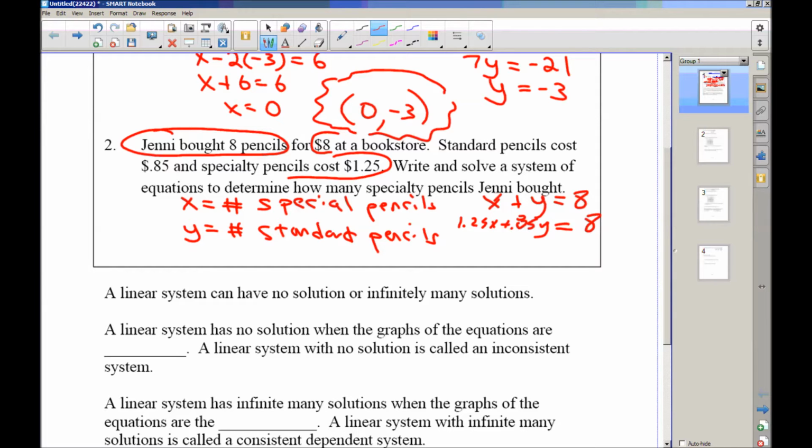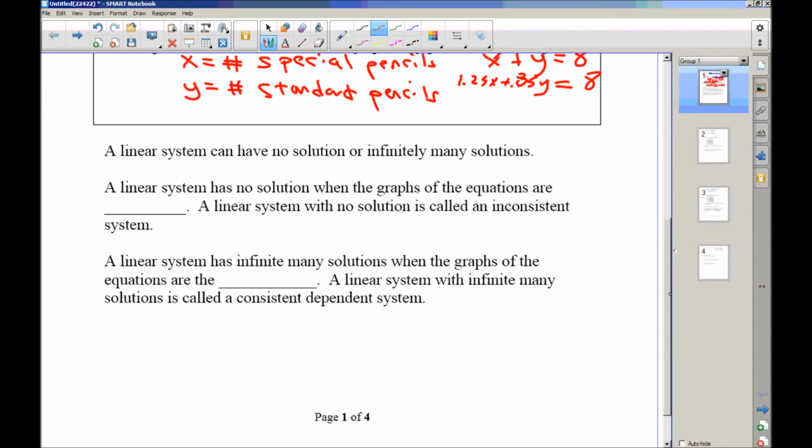All right, so down below, a linear system can have no solutions or infinitely many solutions, just like linear equations could when we solved them. So a linear system has no solution when the graphs of the equations are parallel to each other. Remember, we're trying to find a place where these graphs cross. So if they're parallel, they're never going to cross. So a linear system with no solution is also called an inconsistent system. And that's because it's inconsistent. It doesn't have an answer. Okay, we can't find any place where it works.